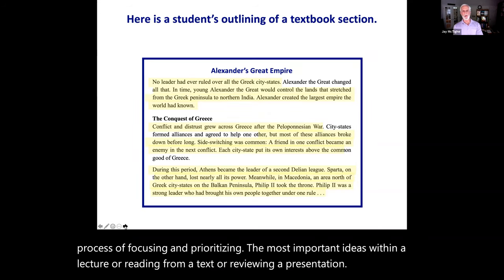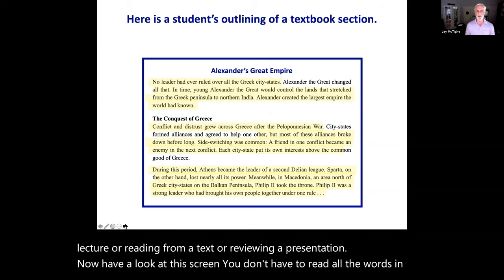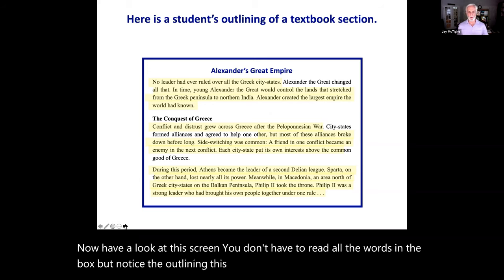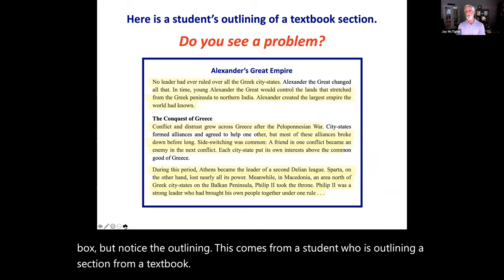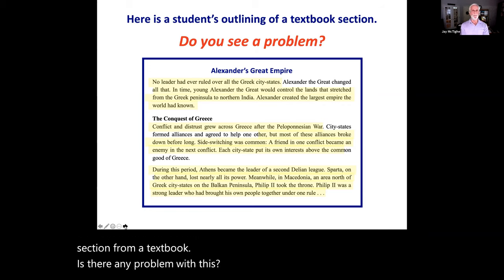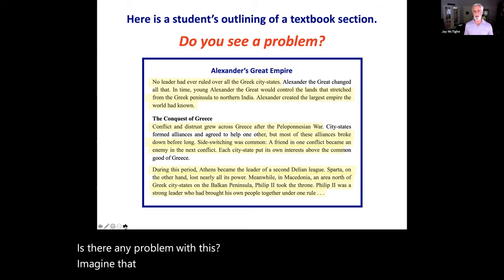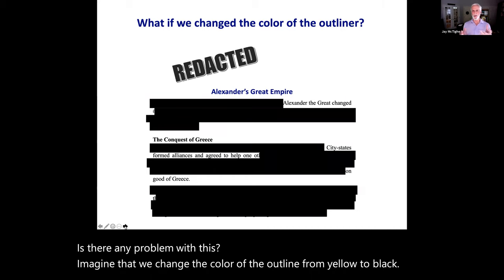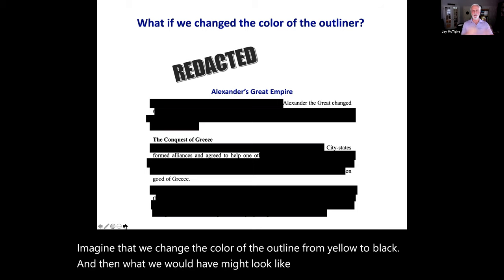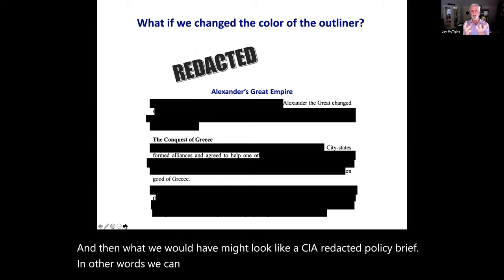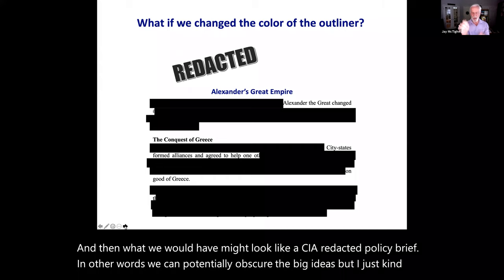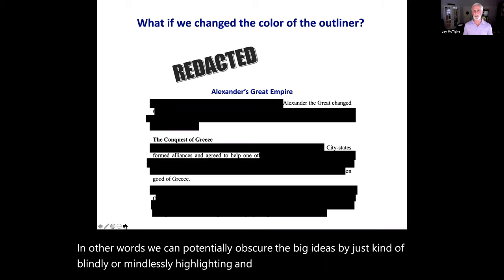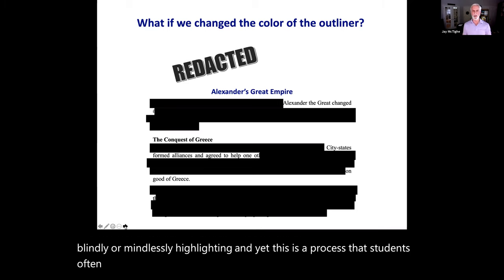Now, have a look at the screen. You don't have to read all the words in the box, but notice the outlining. This comes from a student who is outlining a section from a textbook. You see any problem with this? Well, imagine that we change the color of the outline from yellow to black. And then what we would have might look like a CIA redacted policy brief. In other words, we can potentially obscure the big ideas by just kind of blindly or mindlessly highlighting. And yet this is a process that students often do when they're, in this case, reading textbooks.